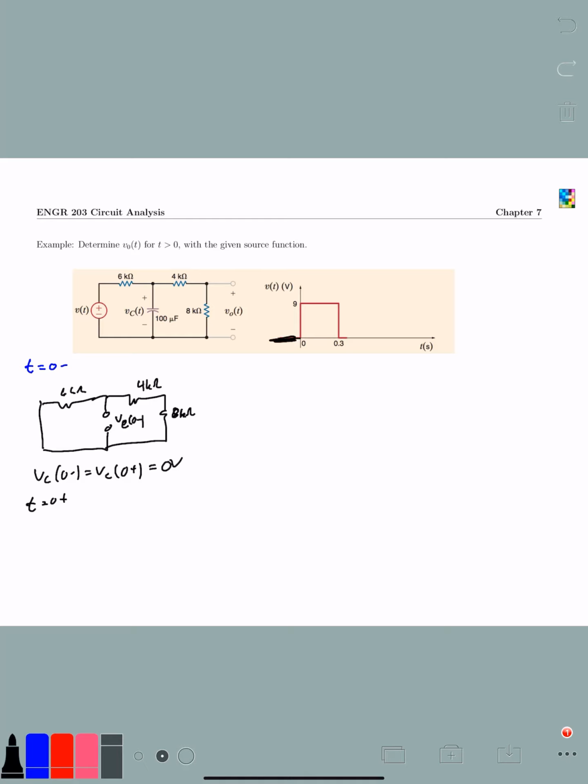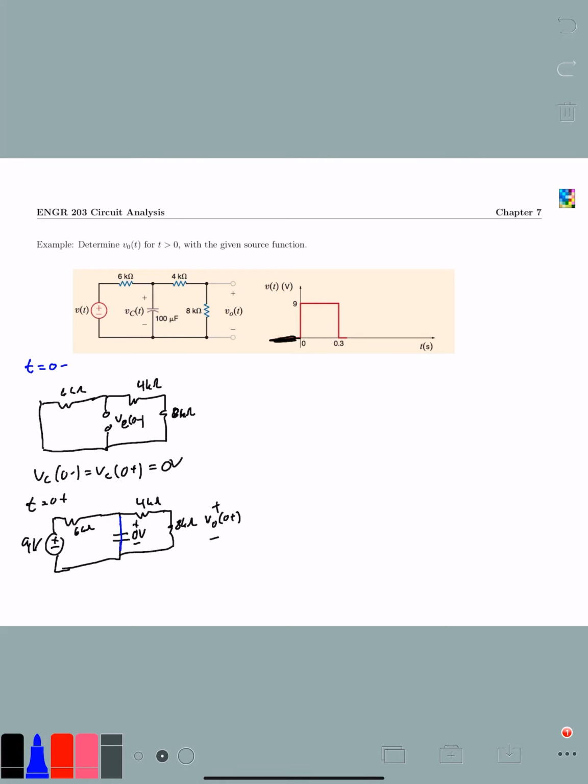So that means the first switch has happened. I now have a 9 volt source here. Still have all the resistors. Since something changed in the circuit, we get our capacitor back. And I know that the initial voltage across the capacitor is 0. And what I want to find is the V0 of 0 plus over here.